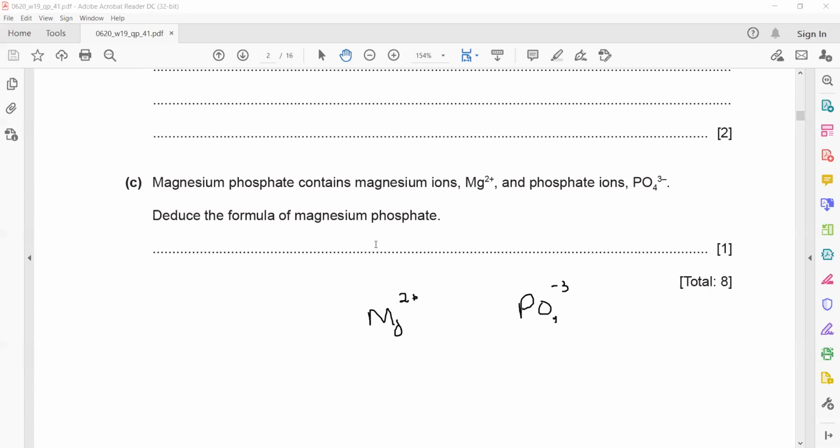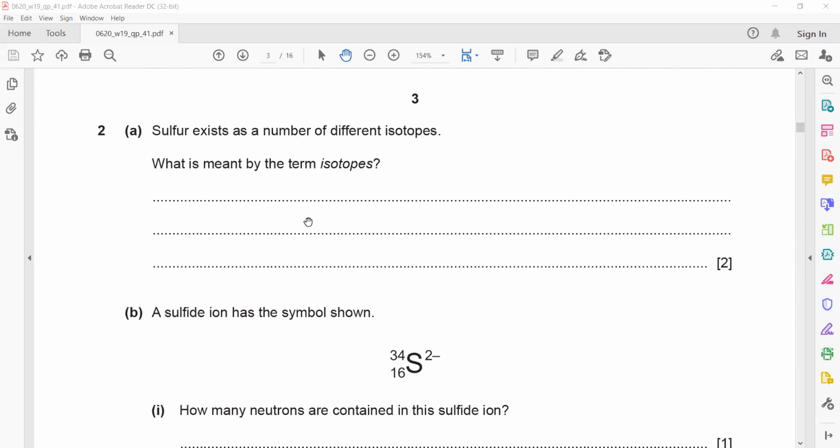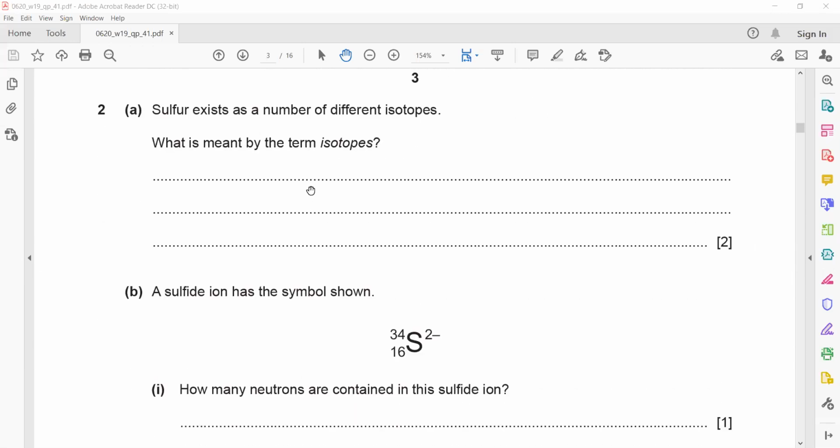Sulfur exists as a number of different isotopes. What is meant by the term isotopes? How we define isotopes? The definition: so they have same atomic number but different atomic mass, or same number of proton but different neutron. When you compare proton, you compare with neutron. When you compare atomic number, you'll compare with nucleon number or atomic mass. Atoms of element having same number of proton and different number of neutrons.